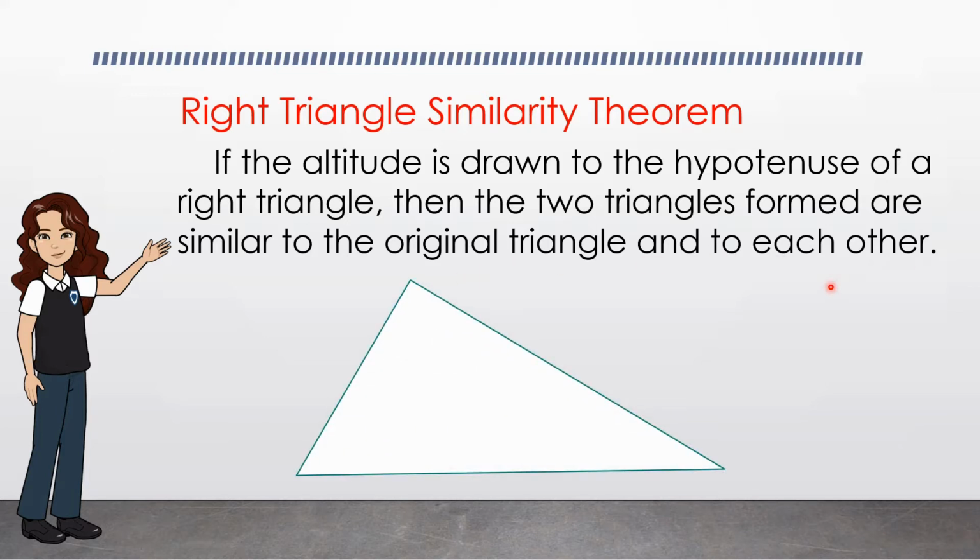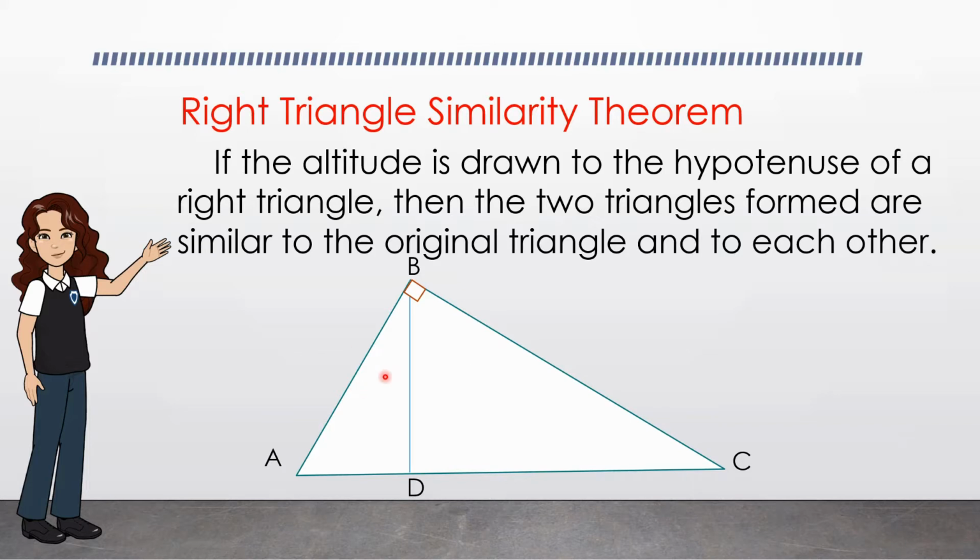So, for example, we have here triangle ABC with the altitude of segment BD. This is a right triangle. So, it is said if the altitude, so this is the altitude, no? The altitude is drawn to the hypotenuse, so this is the hypotenuse of a right triangle. Then the two triangles, this one triangle, this second triangle, are similar. This is similar to the original triangle, and the original triangle is the big triangle, and to each other.